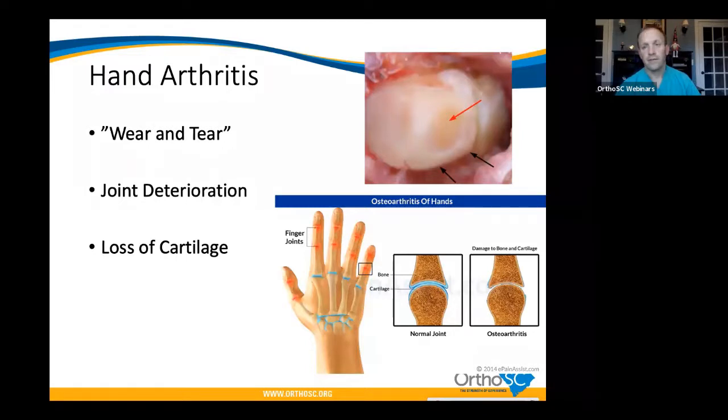Hand arthritis is very common. And so I'm sure some of the people here are starting to get some arthritis in the finger joints. So you may be starting to get some swelling or some nodules on your fingers, also the base of the thumb. And this is normal wear and tear arthritis. The joint deteriorates over time, and then you lose the cartilage. You can see with this red arrow how the white shiny cartilage is gone now, and so now it's bone on bone. And so the pictures here are of a normal joint and then one with osteoarthritis.